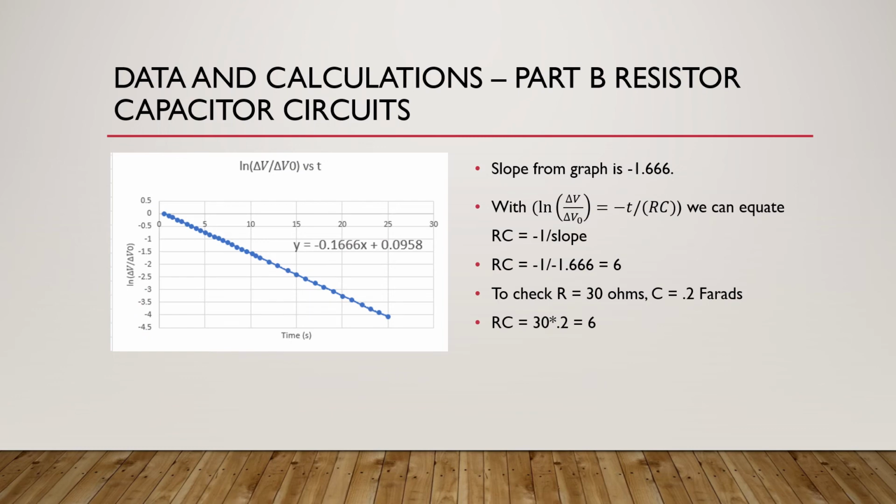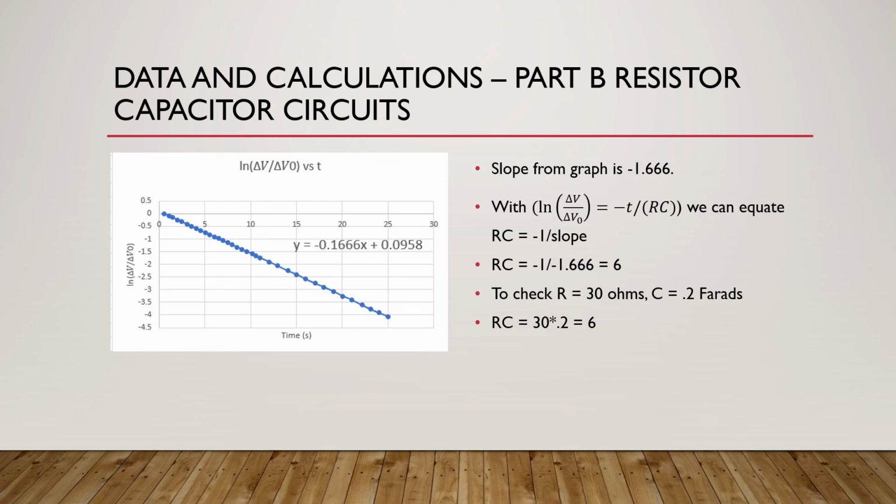If we use the equation from the first slide, we can graph natural log of delta V over delta V naught. Delta V naught just being that initial voltage that we read. We can graph that against time, and that gives us a nicer looking, more linear graph. Then we can put a linear best fit on that, and we get a slope of negative 0.1666. With that, again, that first equation, we can equate RC is equal to negative 1 over slope. And we can solve that, and that gives us an RC of 6.